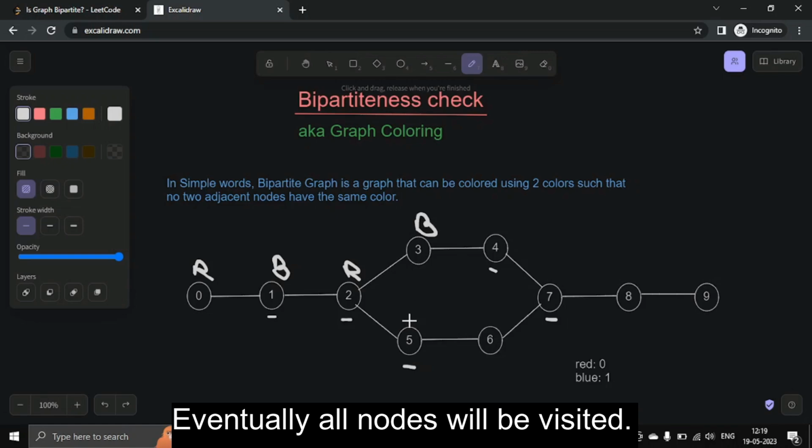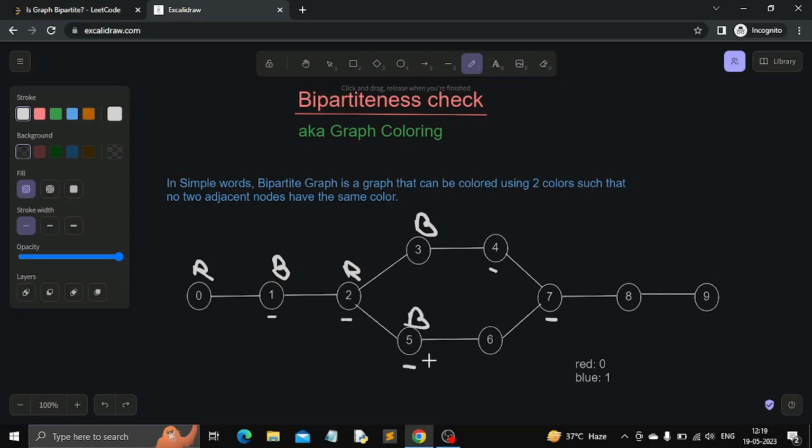Node 5 will also be colored blue, since the previous node of node 5 is node 2 and we colored it red. Then again we will move further. Now we come to node 4. We are going to color it red, since the previous node was colored blue, right? The same way we are going to color node 6 red, since node 5, which is adjacent to node 6, was colored blue.